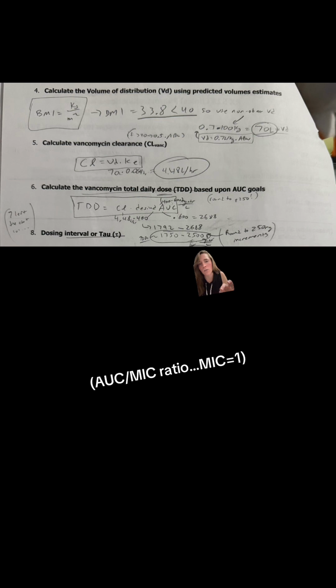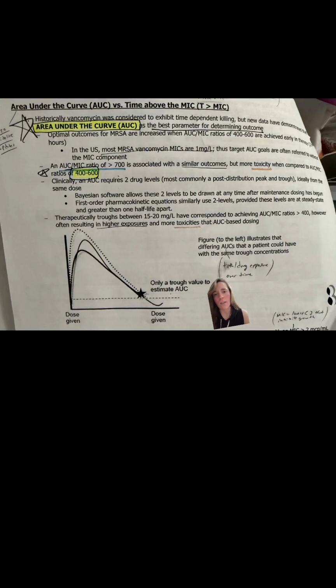Next, we're going to calculate the vancomycin total daily dose based upon AUC goals. A normal AUC goal for vancomycin is between 400 to 600. AUCs greater than 600 have been associated with nephrotoxicity, or kidney toxicity. I'll mention that dosing changed from trough-based to AUC-based. See, with this picture you can get different AUCs but the same trough.